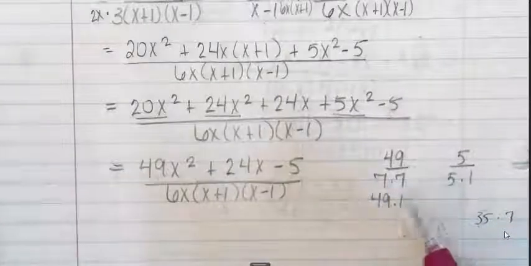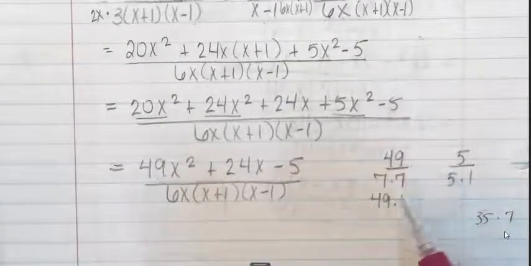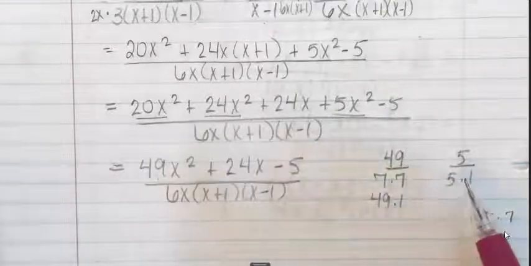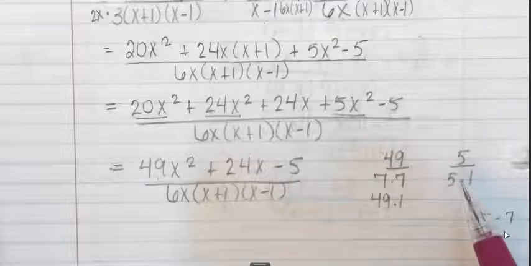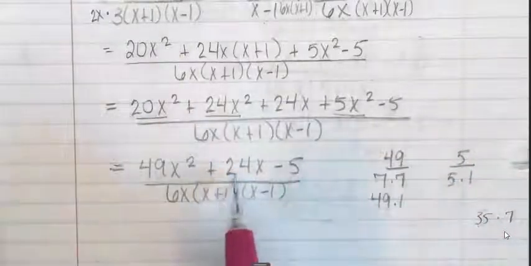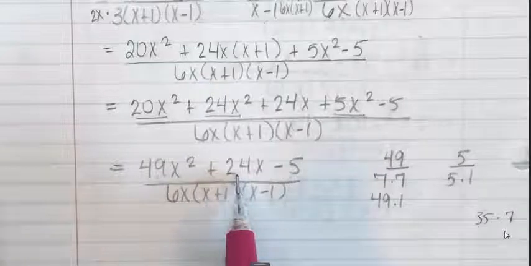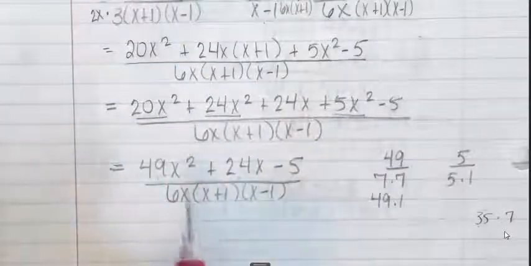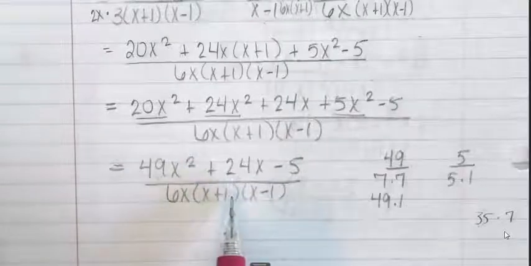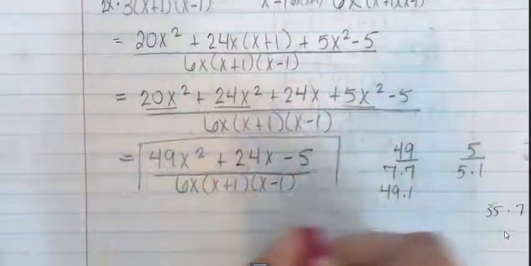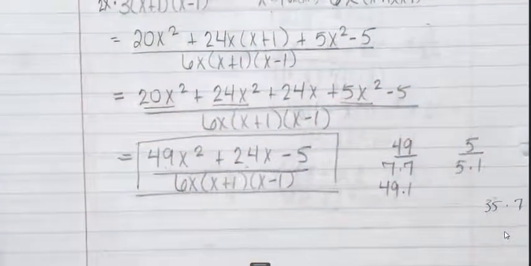And then 49 and 5. So I could subtract them and get 44. Add them and get 54. Did I do that right? Yeah, 54. So I don't think that that's going to work either because I need a middle term of 24. So this can't be factored. So let me see what our answer is. This is exactly how the answer is given in the text. Okay, so there's our answer.